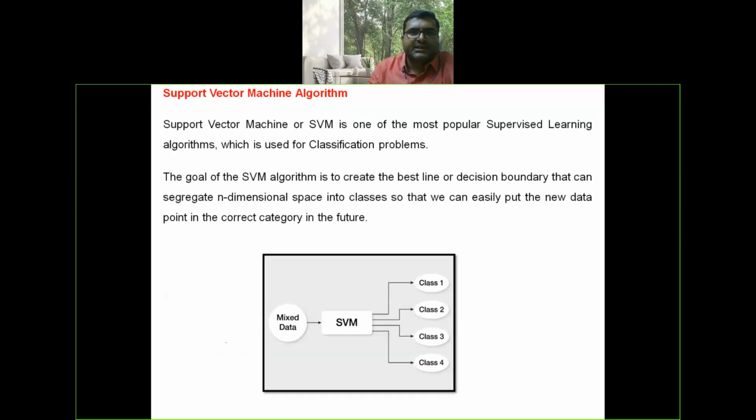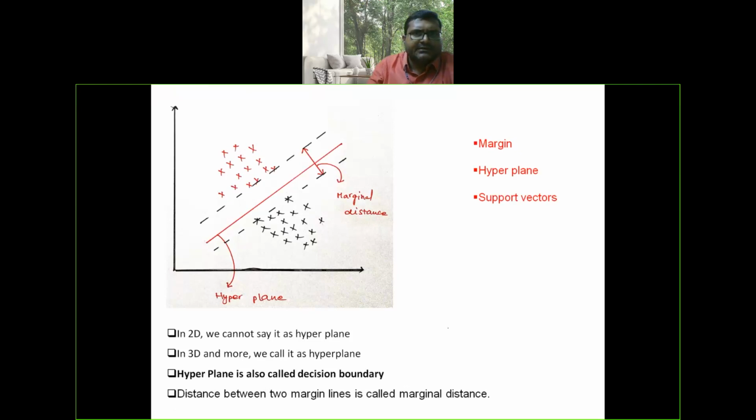Support vector machine algorithm. It comes under the category of supervised learning, majorly used for classification problems. That is, some data is given to the support vector machine algorithm, and the data can be classified into different classes based on the features present in the data. Here is one example of a support vector machine. Some data points are given, let it be positive data, let it be negative data. Now we have to classify this data based on the boundary lines.